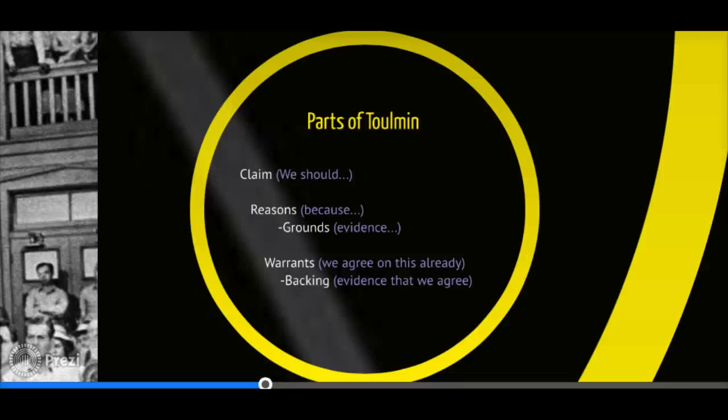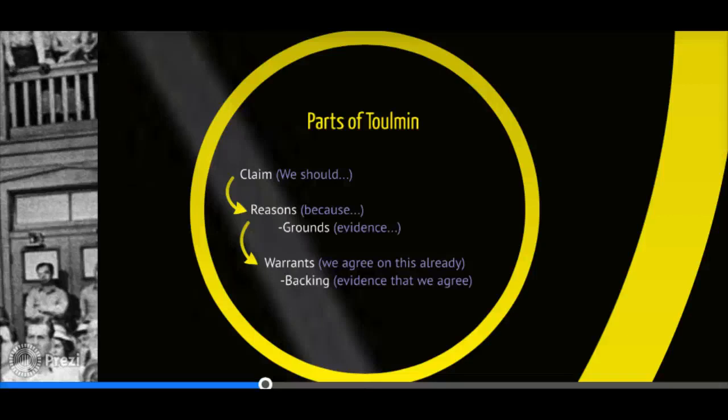Claims are what we start with. We should do something. And then the reasons support that. We should do this because, and then the grounds support that. Here's the evidence why we should do it. And then underneath that, we have the warrants. These are the things that we agree on already, or that we're at least assuming that we agree on already. And the backing shows evidence that we agree on those things.